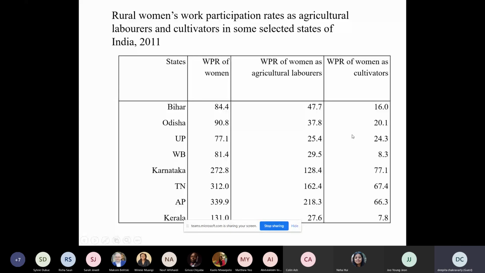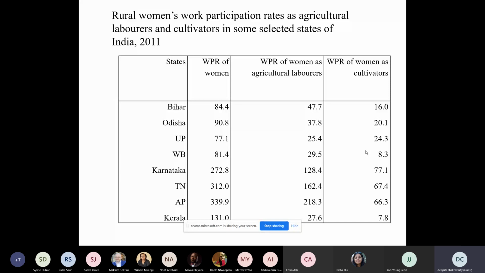This actually puts a question to the hypothesis I'm trying to put forward. If you look at the figures, you can see that even the women as cultivators, the incidence of women as cultivators, according to the 2011 census, is also much lower compared to the southern Indian states.